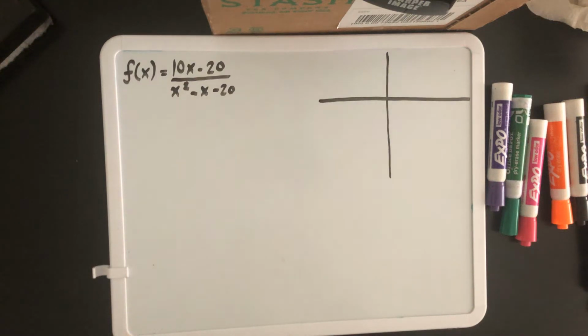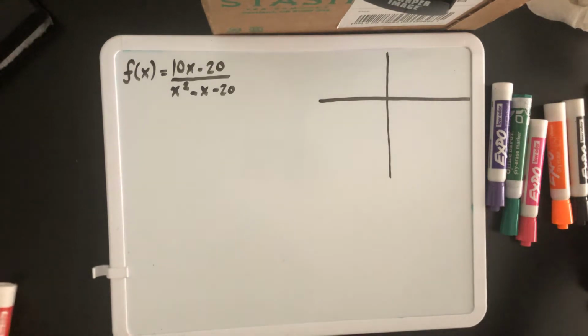Okay, so in this video I wanted to do another example from our homework of how to graph rational functions. This time we don't have oblique asymptotes, but we might have a couple or more than one vertical asymptotes. So let's get started. We have f of x equals 10x minus 20 over x squared minus x minus 20.